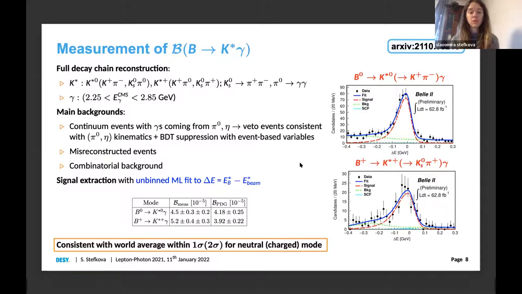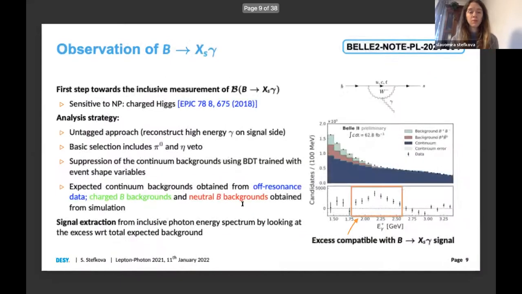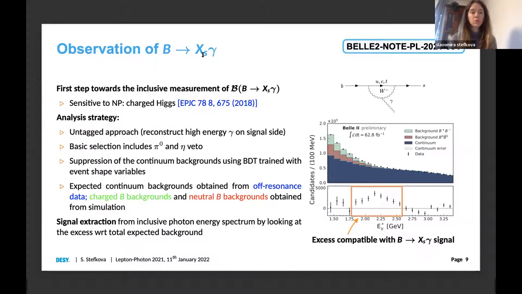The signal was extracted with an unbinned maximum likelihood fit to the energy difference defined here. And as one can see on these plots, the signal was seen. The branching fraction that we have measured is consistent for the neutral mode within one sigma and for the charged mode within two sigma. Now moving on to the inclusive measurement of the B to X_s gamma.